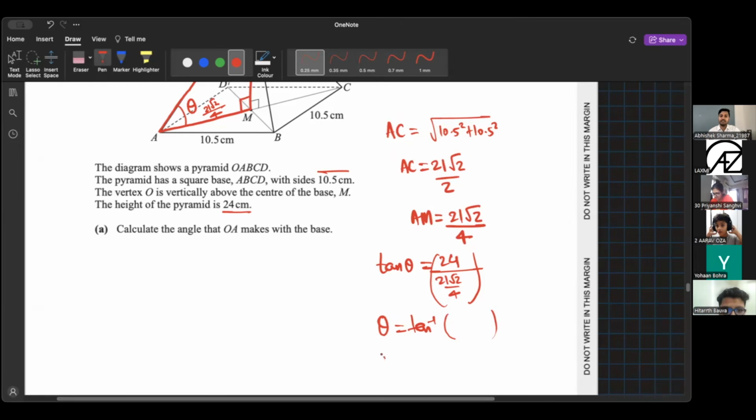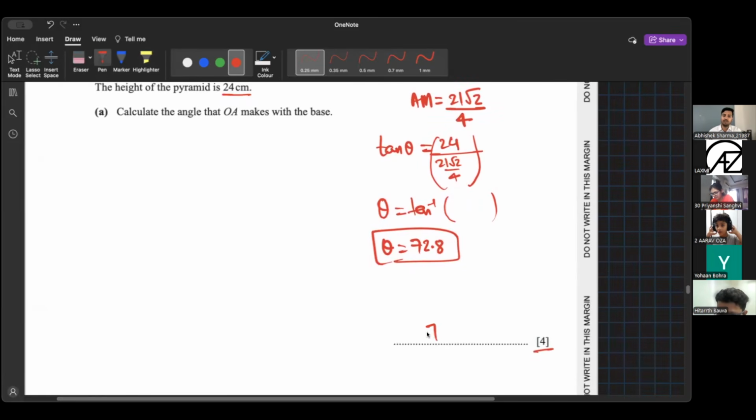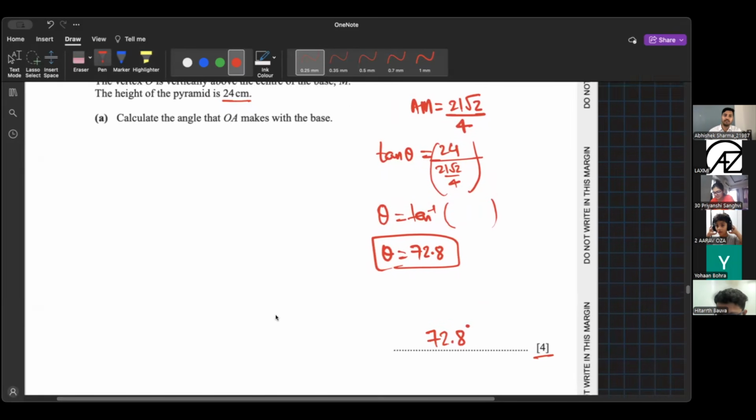Are you getting theta 70.53? We are getting 72.8. Let me check. Yeah, I took 24 again. It is 21. 72.8 is the answer. That's perfect. 72.8 degrees. So that's the theta. 72.8 degrees. Clear?